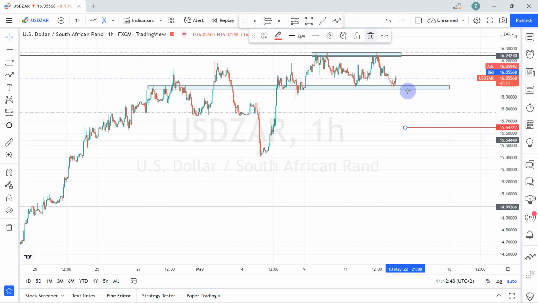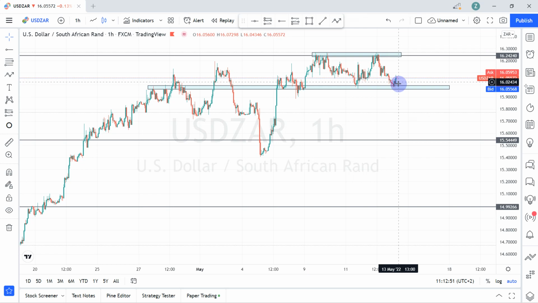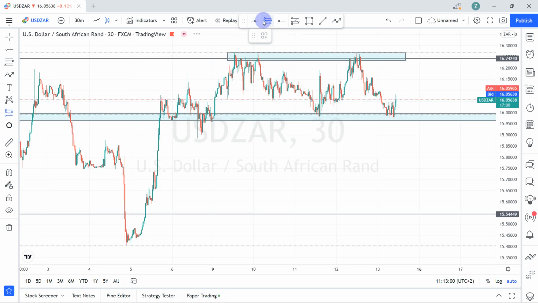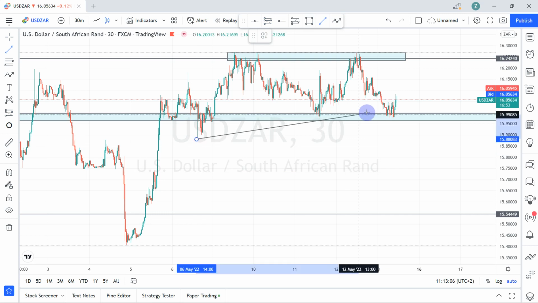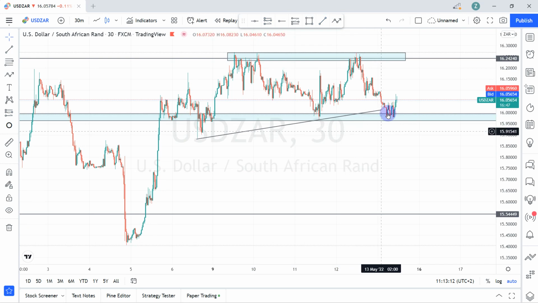So as you can see, currently the market hasn't broken out of our support zone. If I move to the 30-minute time frame, I'm also seeing something here. I'm seeing this trend line, and this is some sort of a small double bottom on my support zone.